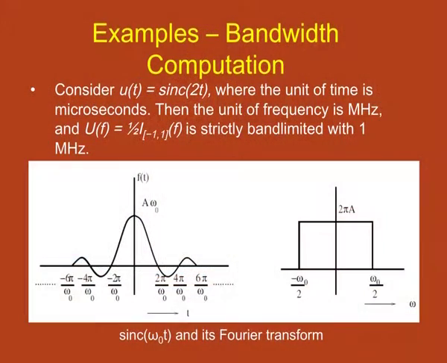Now, here is an example where we are considering a time domain signal which is sinc(2t), where time t is in microseconds. In that case, the Fourier transformation of the sinc pulse is going to be a rectangular pulse which will have spectrum between -1 megahertz and 1 megahertz. So, the bandwidth of the signal is 1 megahertz, because negative frequencies will not be counted.